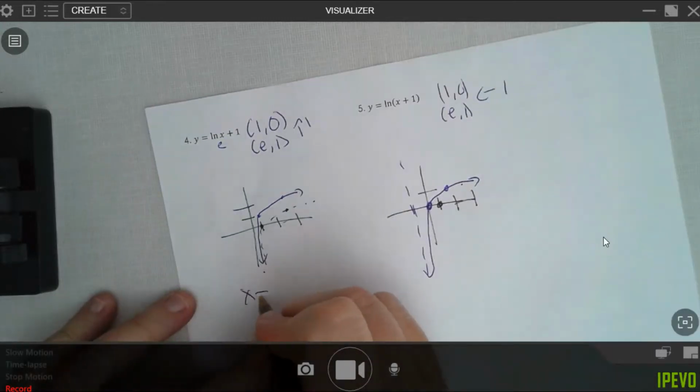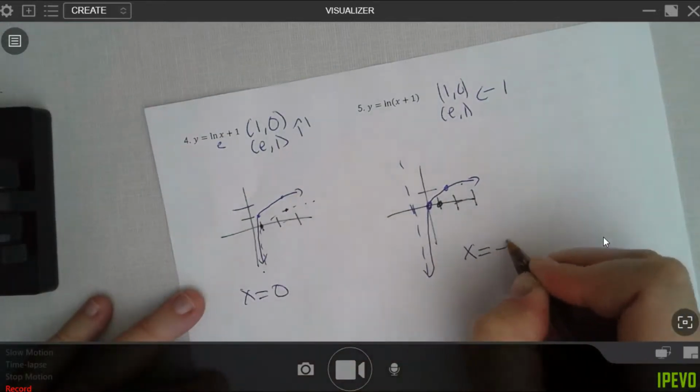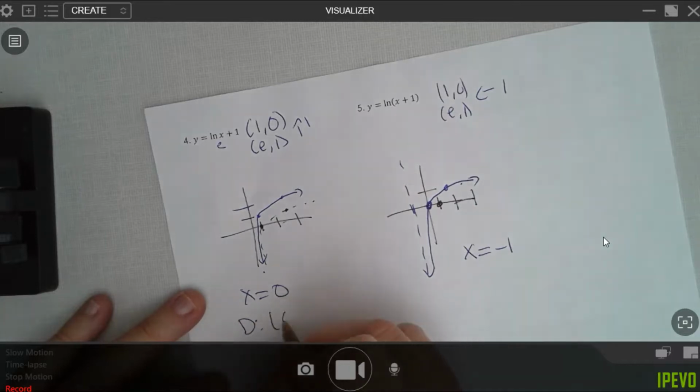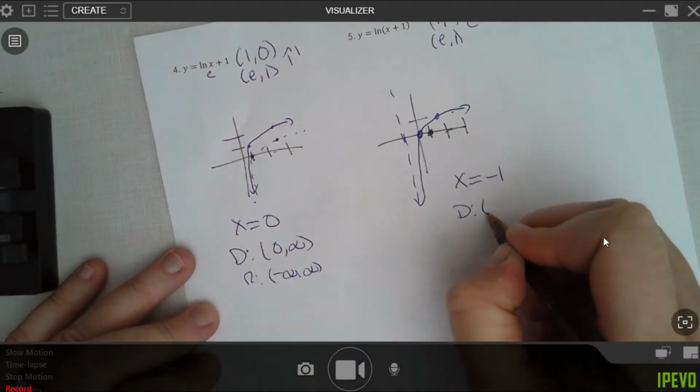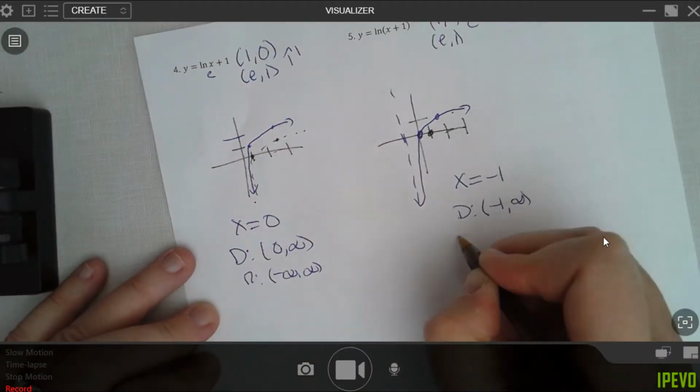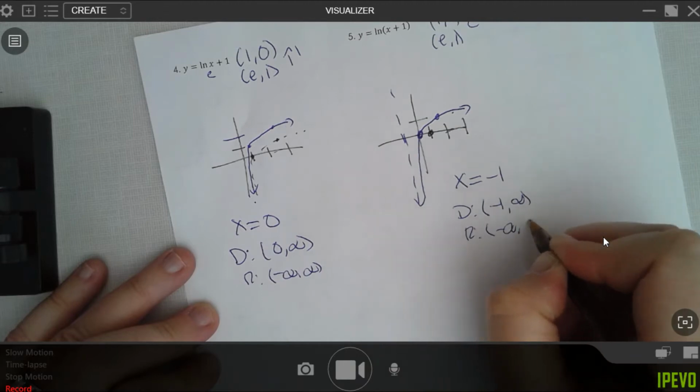So this would be x equals 0. This is x equals -1. My domain here is 0 to infinity. Range is -infinity to infinity. Domain here is -1 to infinity. Range is -infinity to infinity.